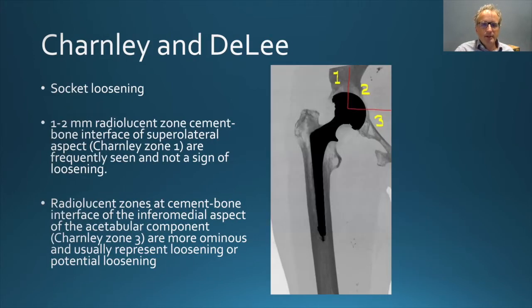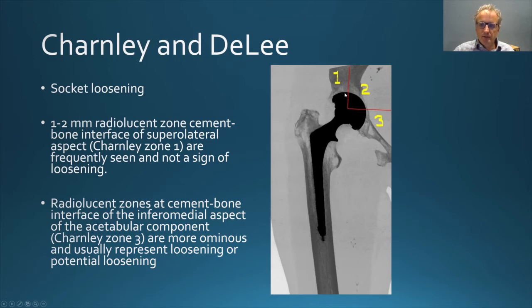So Charnley and DeLee looked at socket loosening. Basically, they made a right angle going through the head of the socket, a horizontal line going between the two heads of the balls, 90 degrees, and made 3 zones: 1, 2, 3. 1 is lateral, 2 is supramedial, and 3 is inframedial.